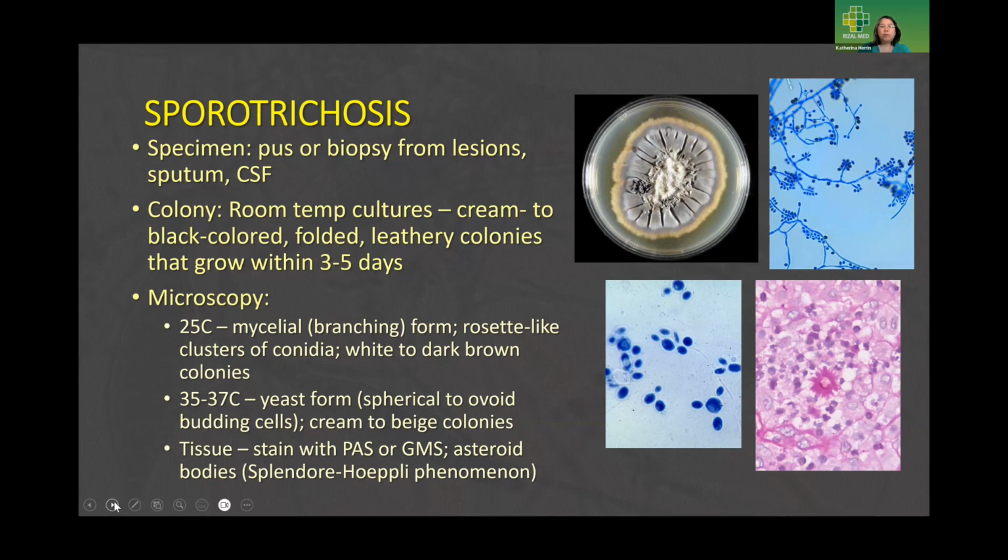When cultured at room temperature, it produces cream to black-colored colonies that are folded and appear leathery, and they grow within 3 to 5 days. Under the microscope, the molds appear as branching mycelial forms with rosette-like clusters of conidia, which are white to dark brown. The yeast form are spherical to ovoid budding cells, which are cream beige. In tissues, you will see asteroid bodies called the Splendore-Hoeppli phenomenon.